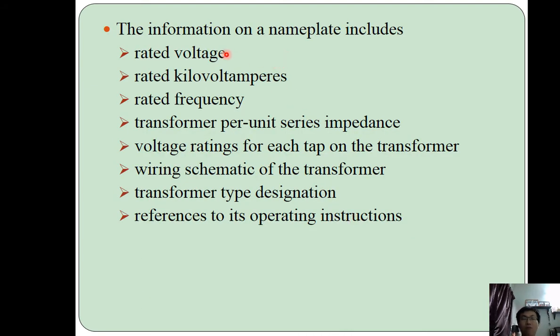So the information on the nameplate, we have a rated voltage, rated kVA, rated frequency, transformer per unit series impedance, voltage rating for each step on the transformer, wiring schematic of the transformer, transformer type of that designation, references to each operating instructions.